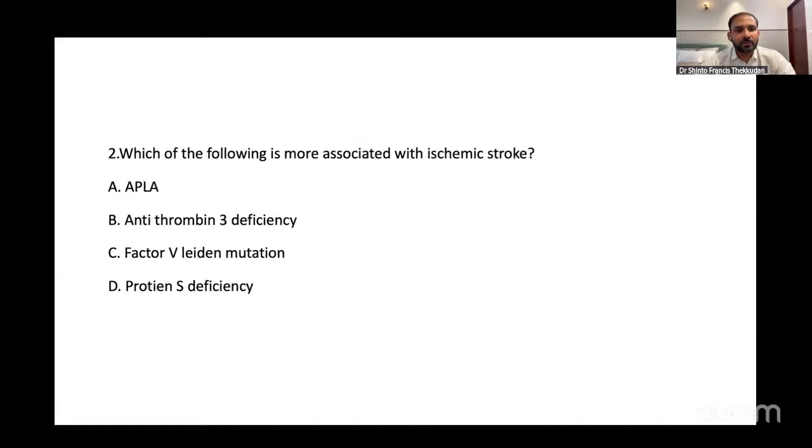Second question: which one of the following is associated with ischemic stroke? We have four options, all associated with vascular occlusion. Here the focus is ischemic stroke. Option A, APLA; option B, antithrombin 3 deficiency; option C, factor V Leiden mutation; and option D, protein C deficiency. Probably they are asking about arterial stroke, meaning arterial occlusion. So which one of the following?